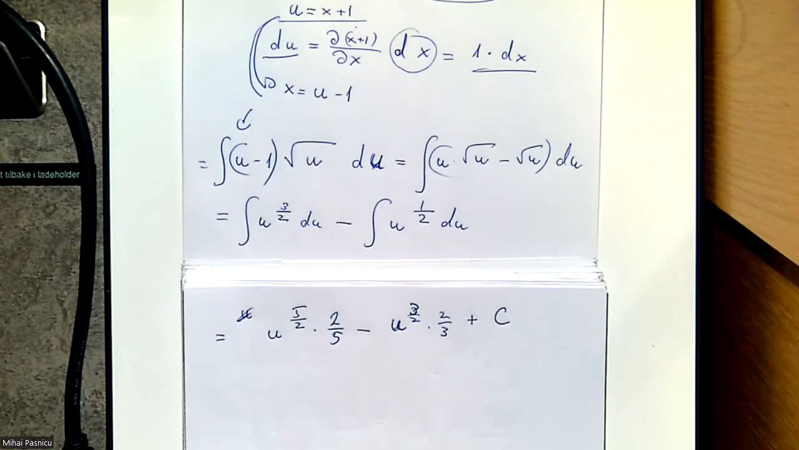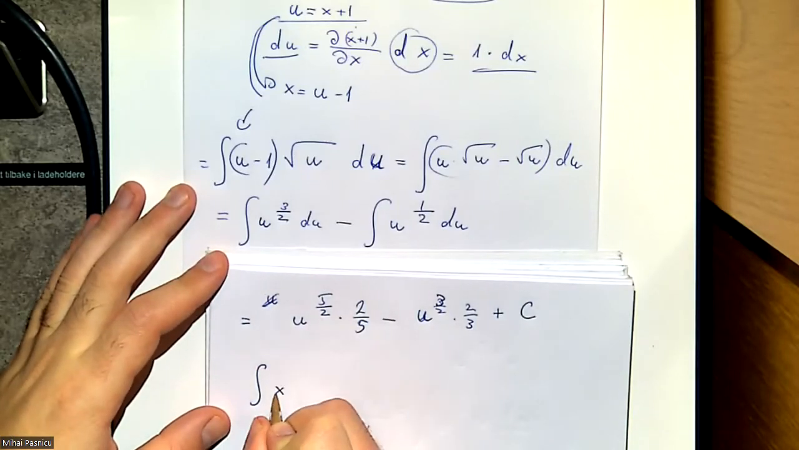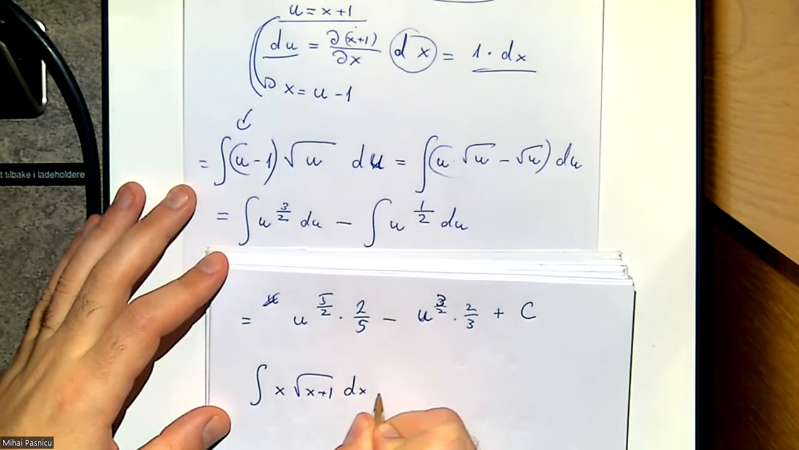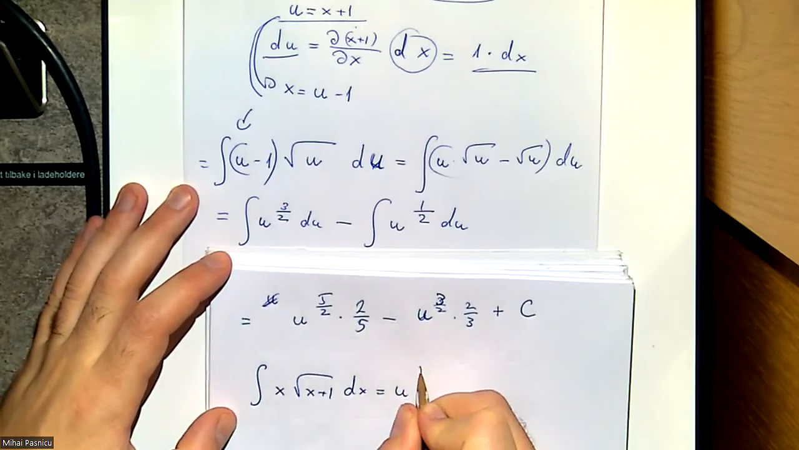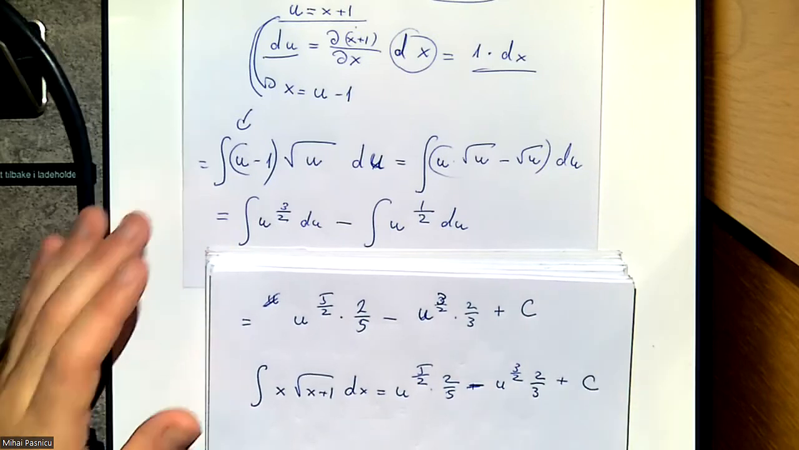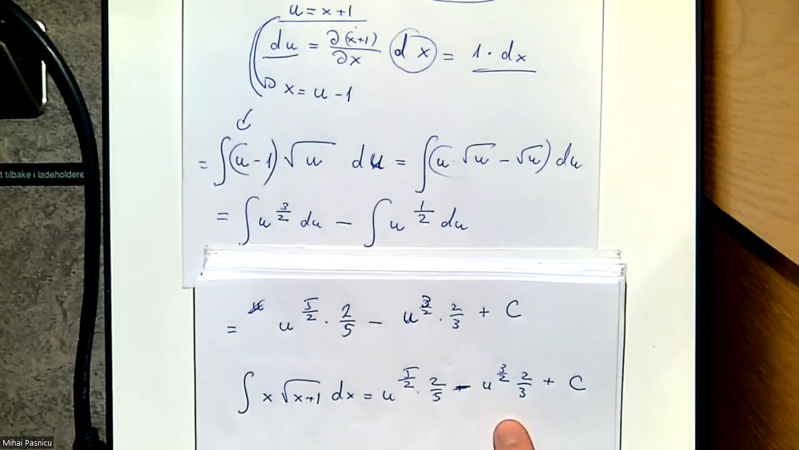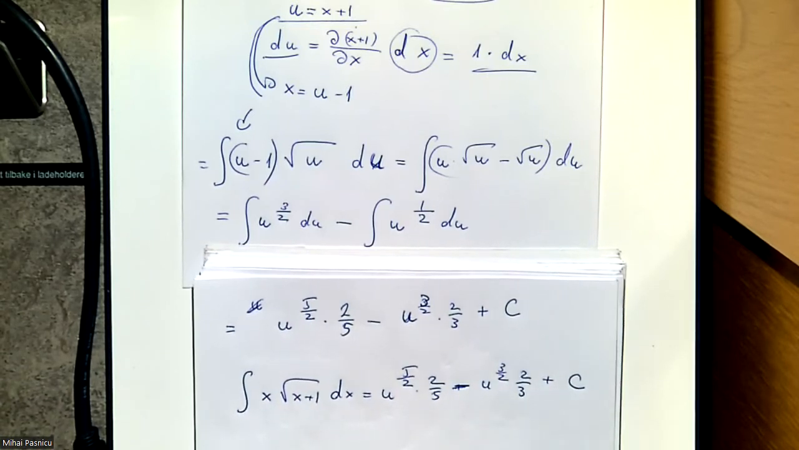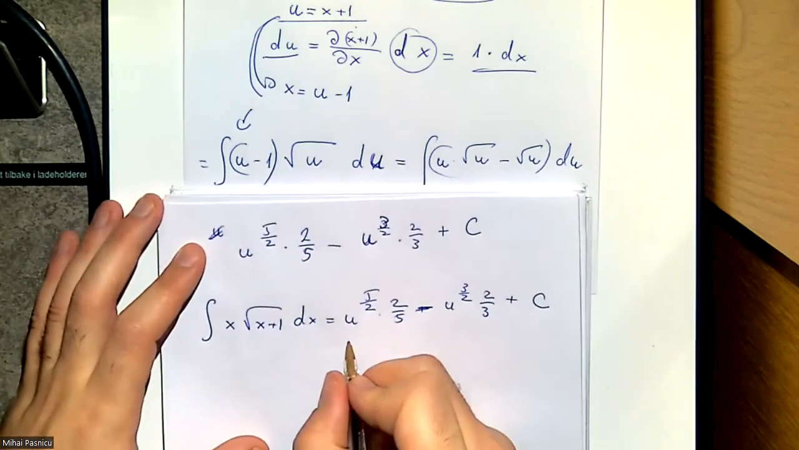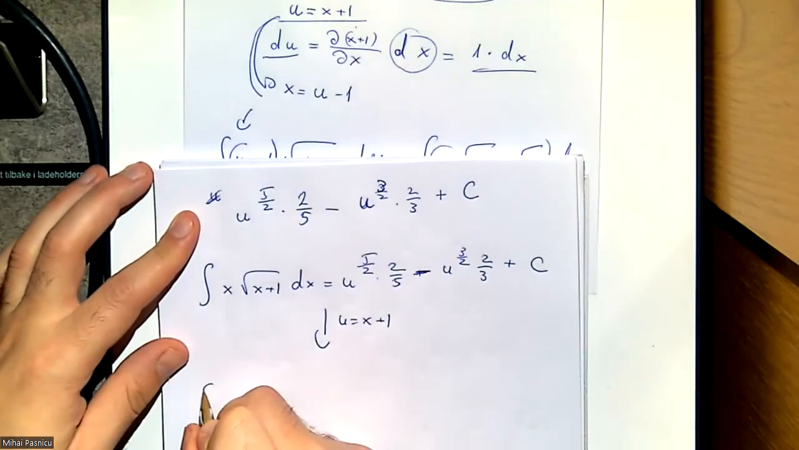Now you can't leave it like this. In the indefinite integral, you cannot leave it like this. What do I mean by this? Your integral was x square root of x plus 1 dx, and you computed it to be equal to this, u to the 5/2 times 2/5 minus u to the 3/2 times 2/3, plus a constant. What did I tell you? x equals u. Apples equals bananas. Not okay. I have to replace the u back. So now I'm just replacing u, which is equal to x plus 1.